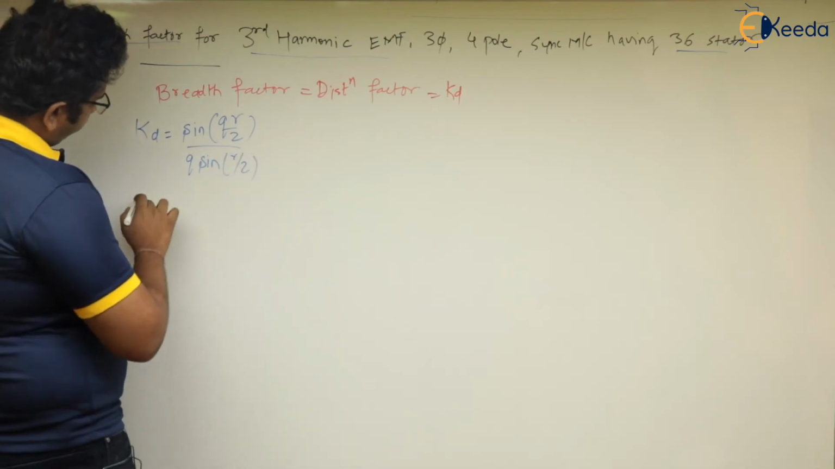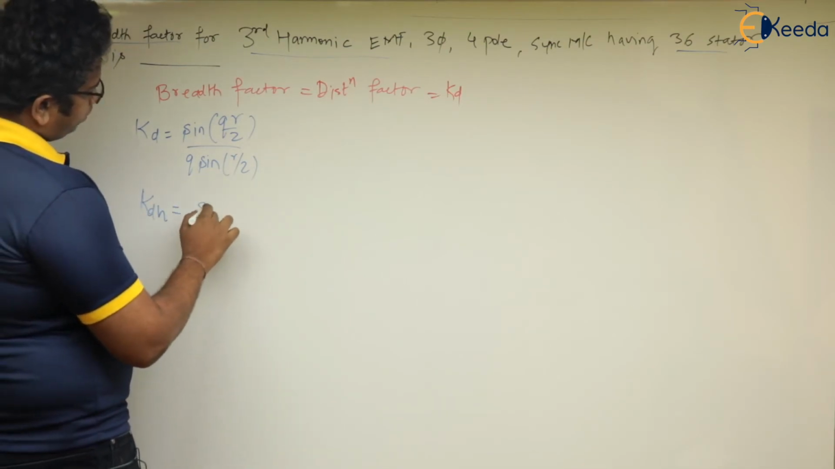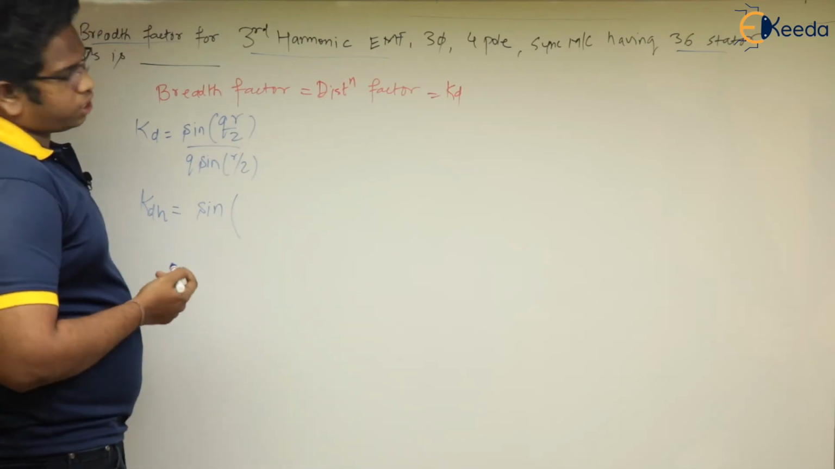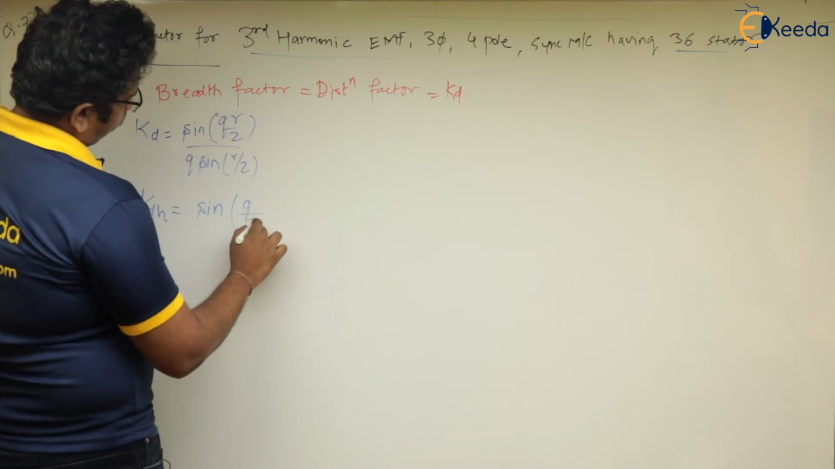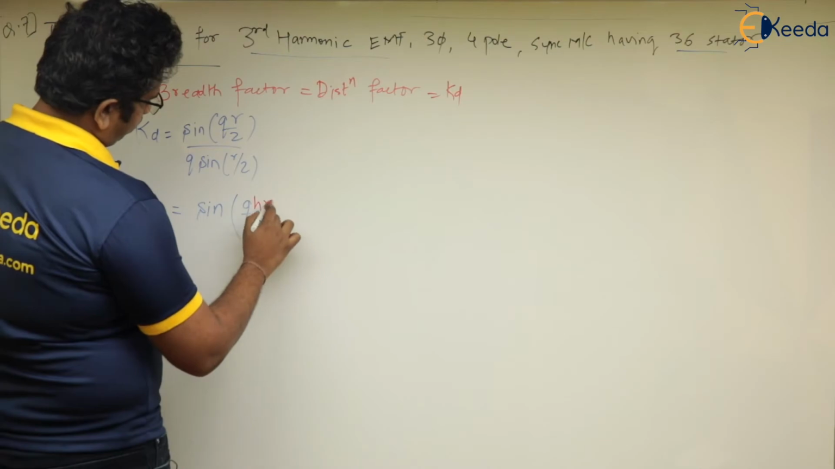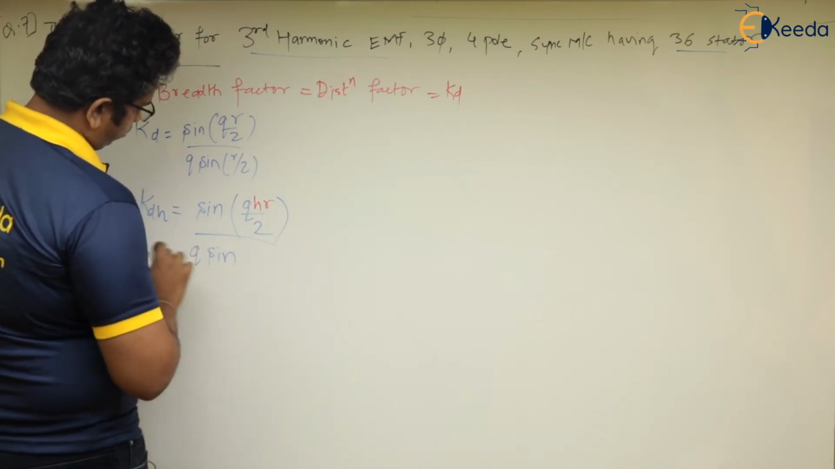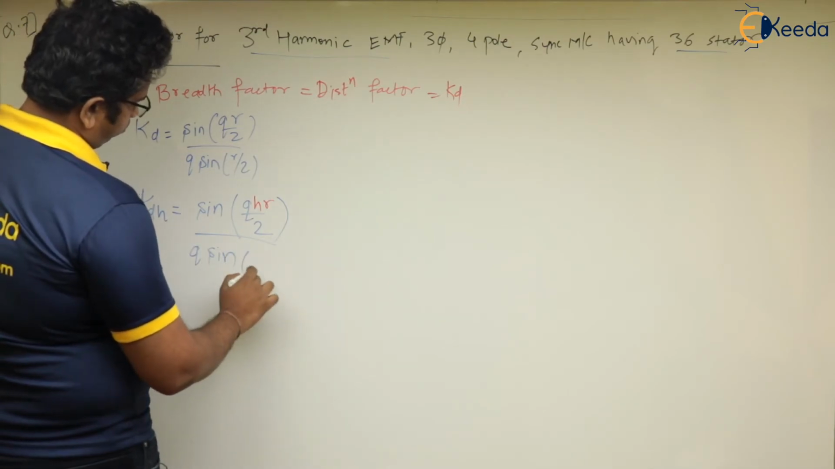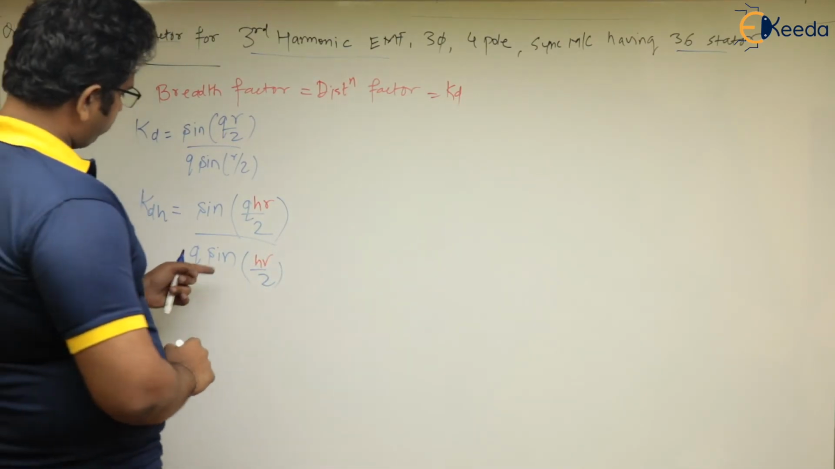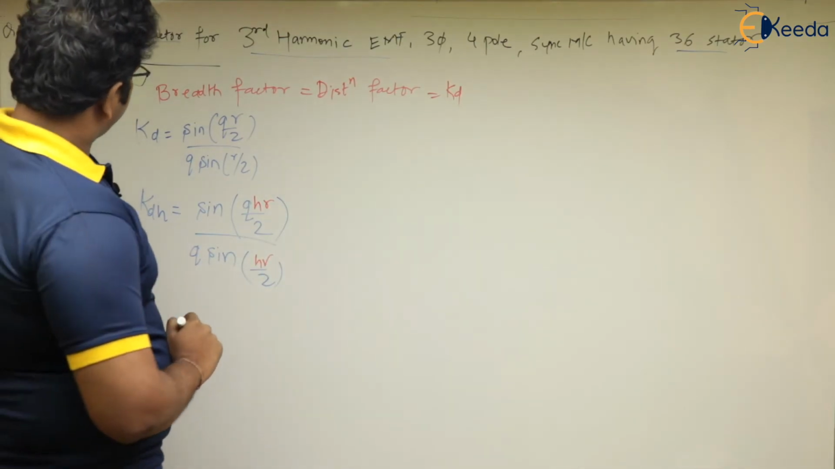Right? But what is distribution factor for h harmonic? H harmonic, how much it is there? Just replace gamma by h gamma. So it is going to be sin q h gamma by 2 upon q sin h gamma by 2. Right? This is what is there. Sin q h gamma by 2 upon q sin h gamma by 2, for h.